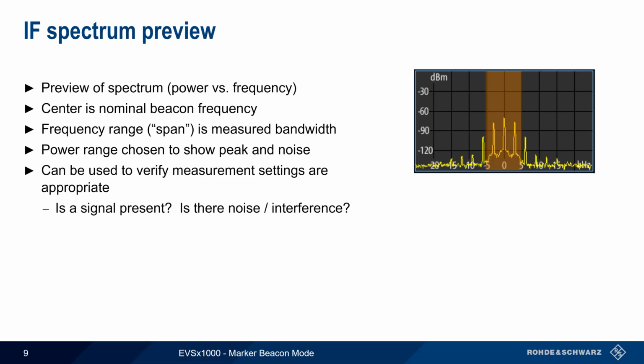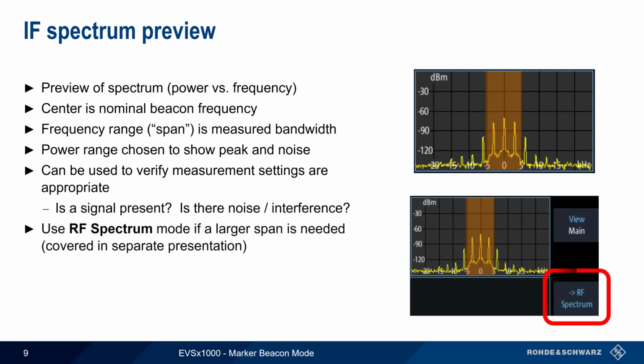Although the EVS automatically chooses the frequency range or span based on the nav-aid type, RF spectrum mode can be used to choose a larger span if needed. This is covered in a separate presentation. Note that if RF spectrum mode is chosen, the current settings, such as the channel frequency, are transferred to that mode.